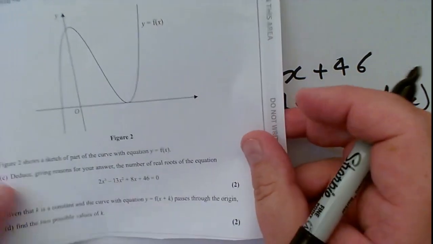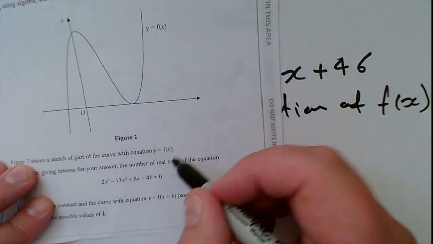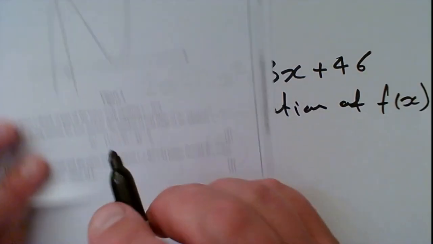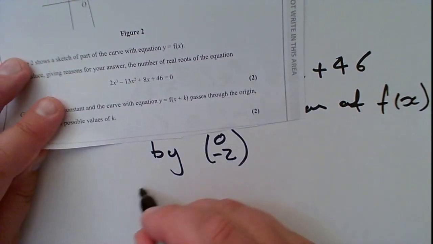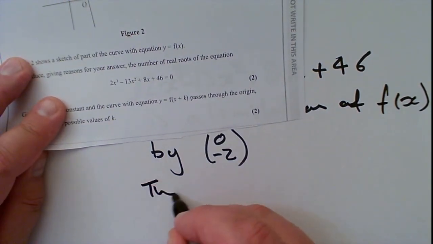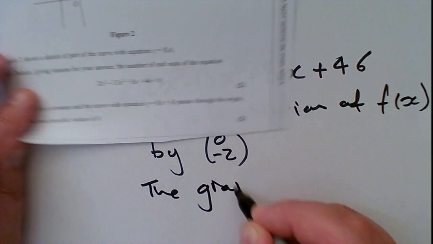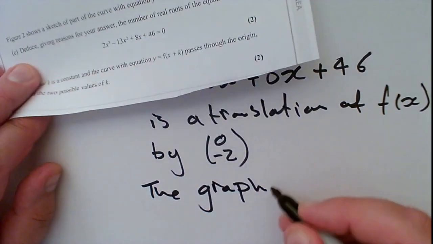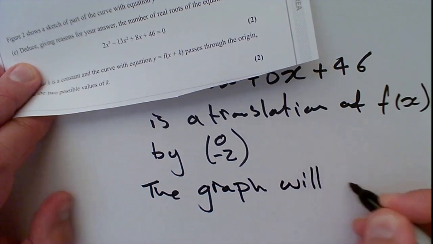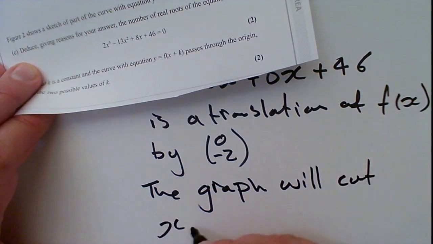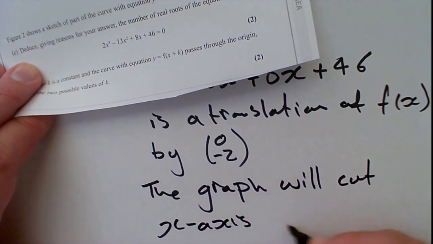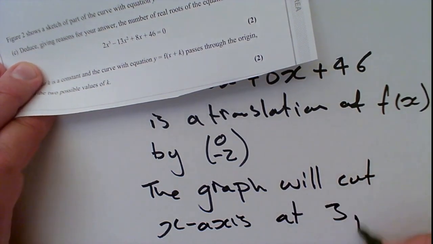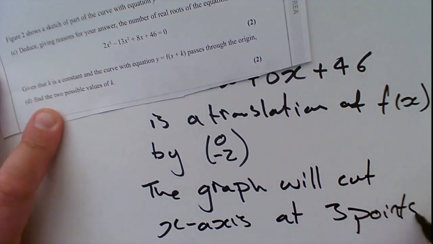That means, of course, that the graph would cut the x-axis at 3 points. So this graph here, if you like, will cut the x-axis at 3 points. All right, so that's enough for that. I think we've done quite well.